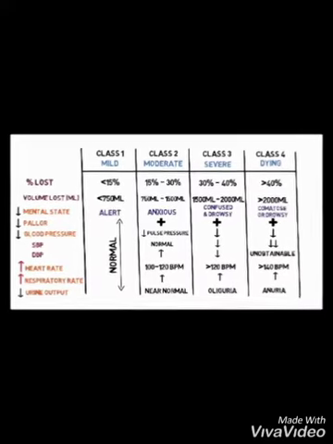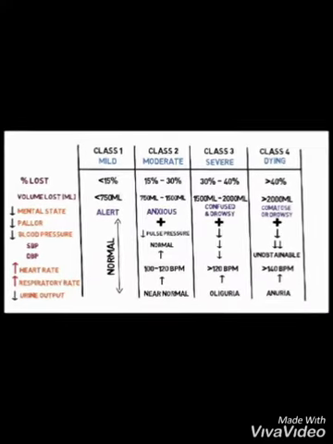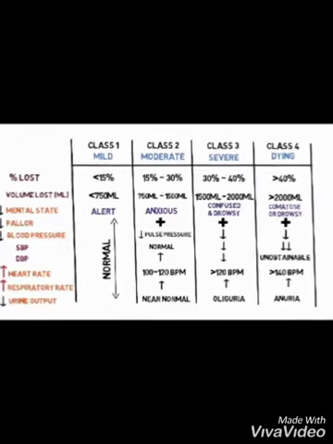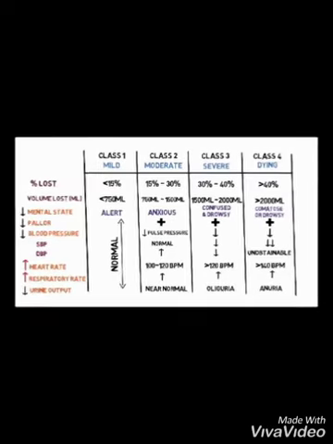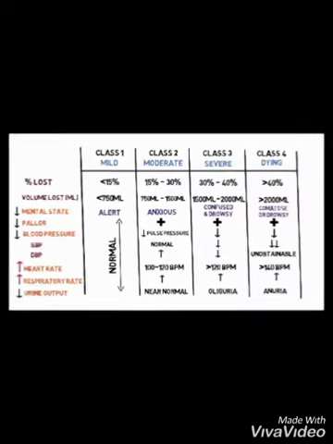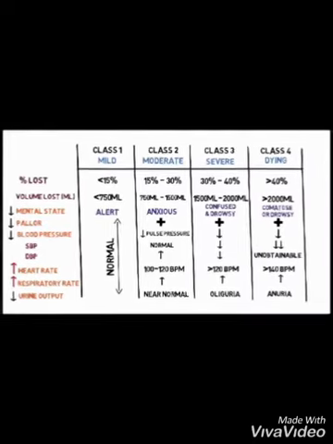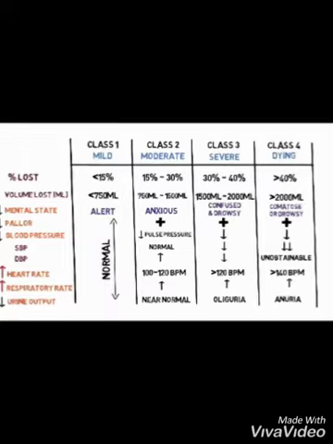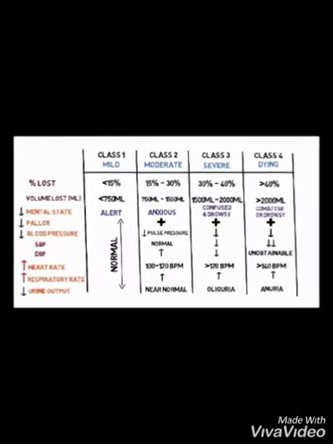And then the classification is divided by the mental state, pallor, blood pressure, heart rate, respiratory rate, and urine output. For Class 1, all will be normal, but different with Class 2, Class 3, and Class 4.